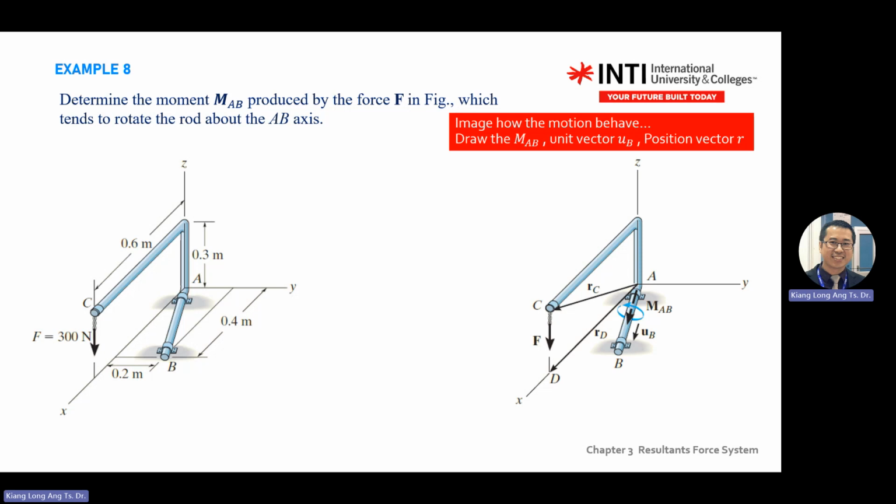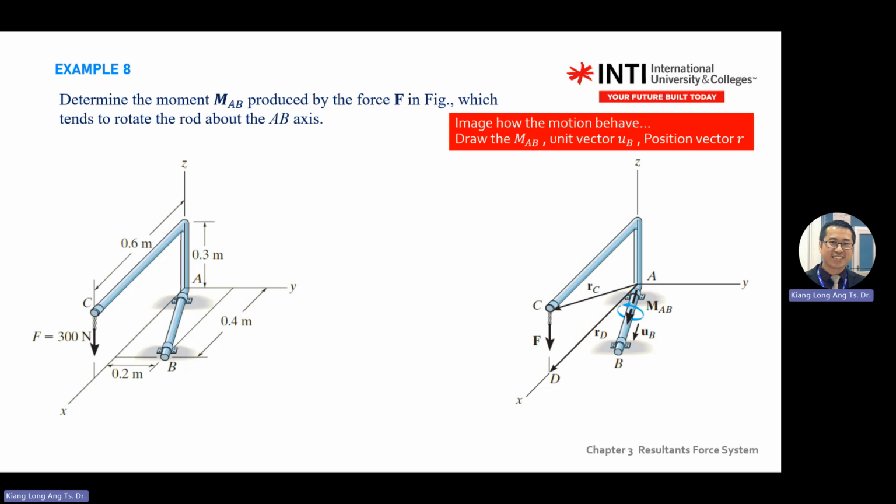And then A towards C. A towards C, you have a direction vector RC. You should be able to write vector RC. Vector RC, you have IJK also. Means how many steps you walk from A to C in X, how many steps you walk from A to C in Y direction, how many steps you walk from A to C in Z direction, with the curly bracket IJK. Okay.